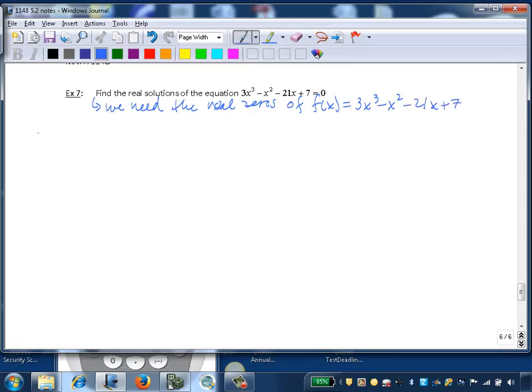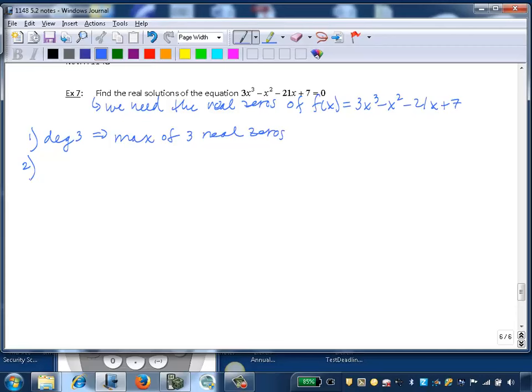So we'll go through our steps to finding real zeros. Our first step is to look at the degree to determine the maximum number of real zeros. So we have a degree 3. So we know we're going to have a max of 3 real zeros.